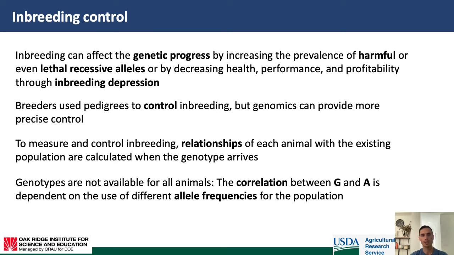And because genotypes are not always available for all animals, we need methods to make the genomic relationship matrix match the pedigree matrix, and this correlation between G and A is strongly dependent on the use of different allele frequencies to compute the relationships.